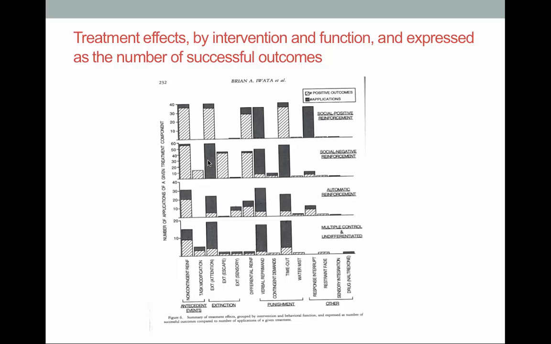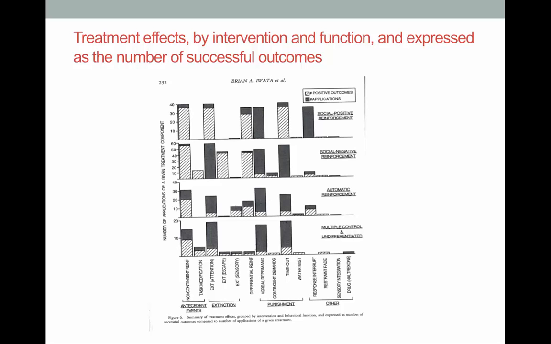On the other hand, escape extinction, which is not allowing them to escape, which means you're providing a ton of attention, is very successful because it's what they maintain. Differential reinforcement, again, that's always going to work, but it's going to be very different for someone who's attention motivated versus someone who's motivated by escape or avoidance.